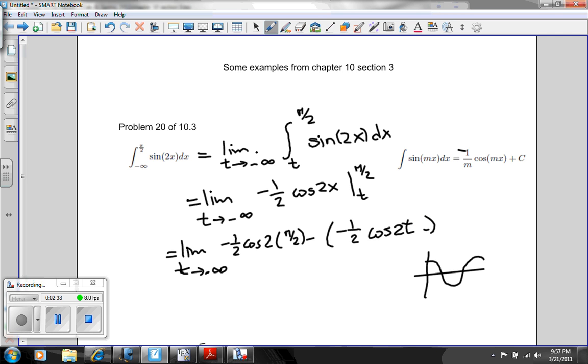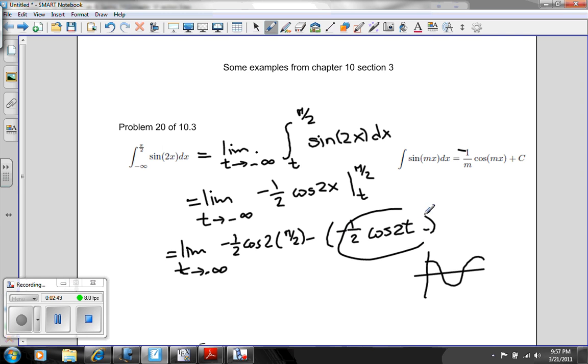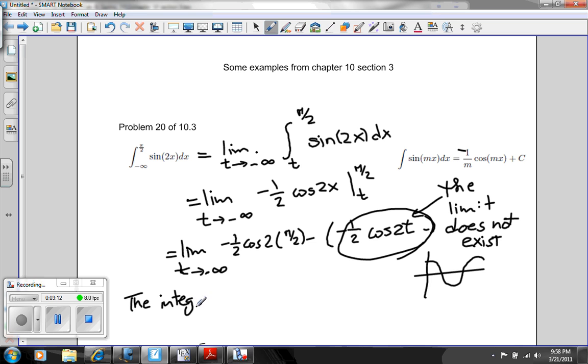Okay, so what we do over here is we say that this limit here does not exist. And so therefore, we say that the integral is divergent.